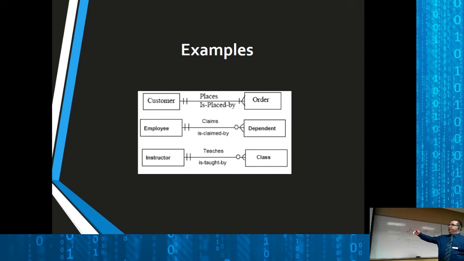Okay, other examples, really quick. Just show the cardinality. Employee claims a dependent. A dependent is claimed by an employee. This one didn't have room for the diamonds, but essentially it's showing how the relationships work if you're going to use things other than has.